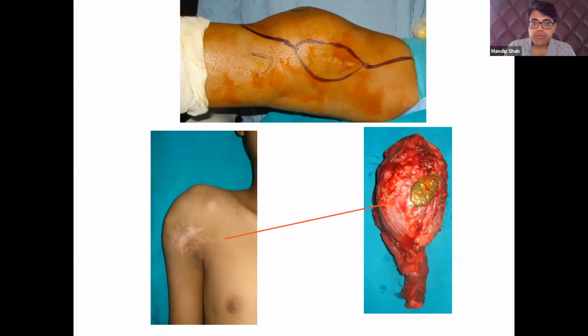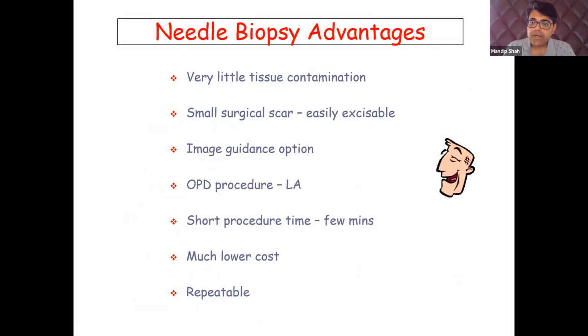So this is a patient who has undergone a distal femur resection, who had an open biopsy. You can see this is a huge amount of tissue this patient will lose. And that is where typically it can cause a lot of issues with wound closure. If you talk about needle biopsy, it's a very simple procedure with very little tissue contamination. It's only a stitch of surgical scar which is easily excisable. Image guidance options like CM guidance, CT guidance are available.